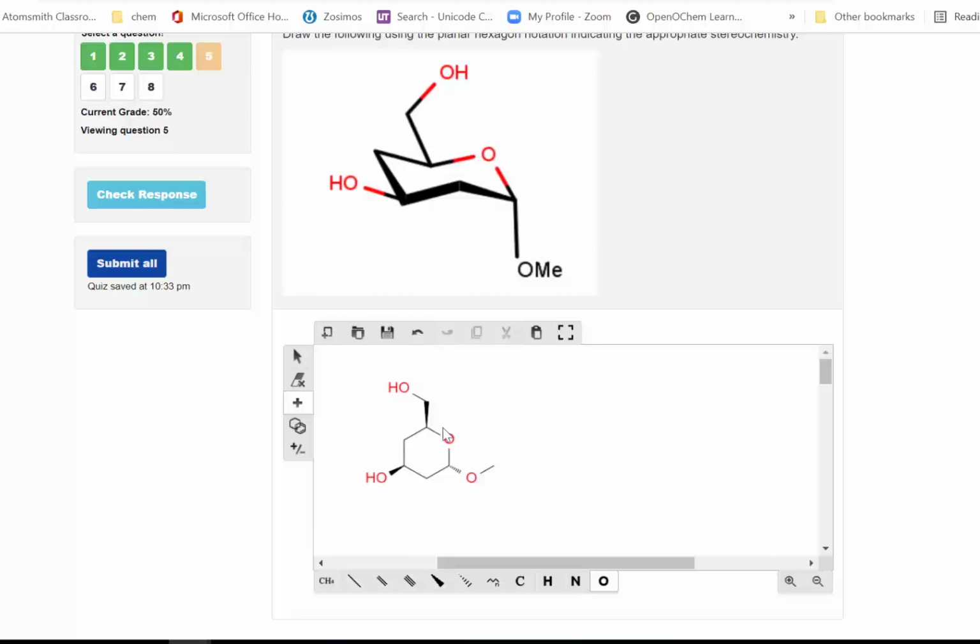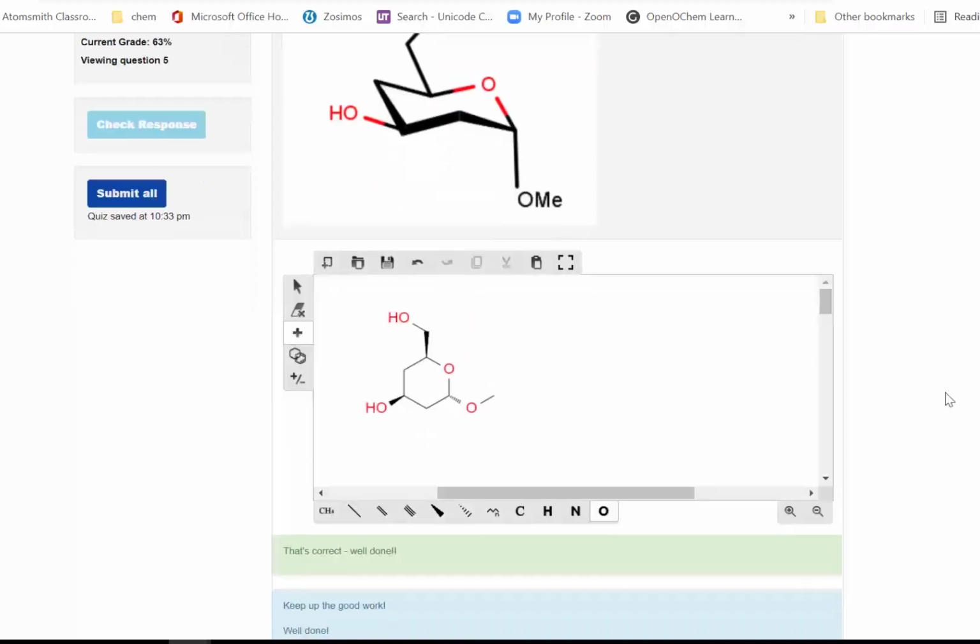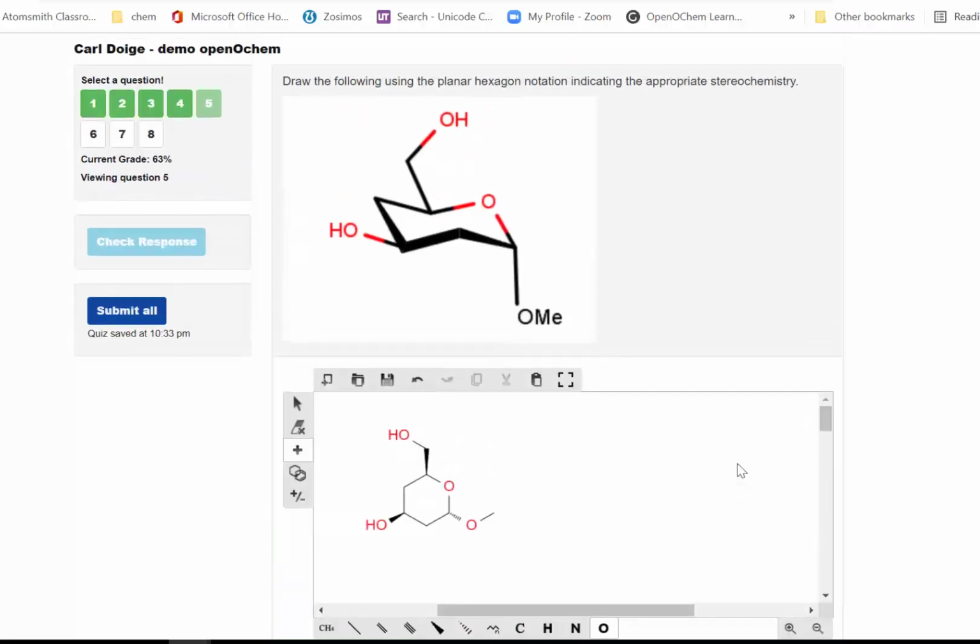So again, I realize that the chemistry may not be solid for you just yet, but I'm just showing you how to use the draw tool. It's really handy to have the carbon, hydrogen, nitrogen, and oxygen right here, as these are the more common elements that we use in the draw editor. And so let's check the response, and we did that correct. So that's great. Keep up the good work.